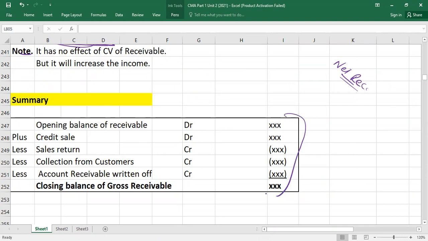So here we go. You will have the opening balance of receivables plus credit sales, less sales return, less collection from customers, less accounts receivable written off. This is equal to what? Closing balance of gross receivables. If any one item is missing from here, you have to reverse the equation to calculate that value. Okay, understood? Yes, guys, please confirm through the chat option. Is that clear?